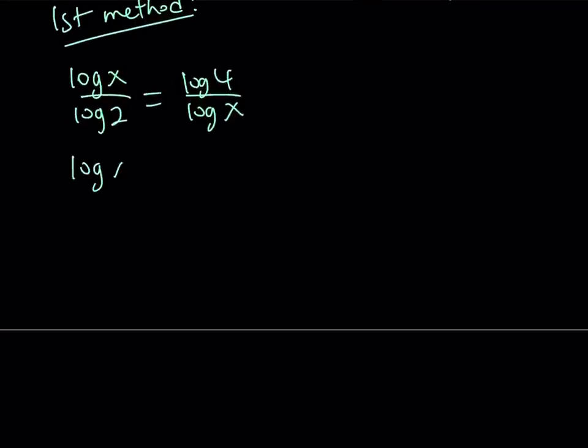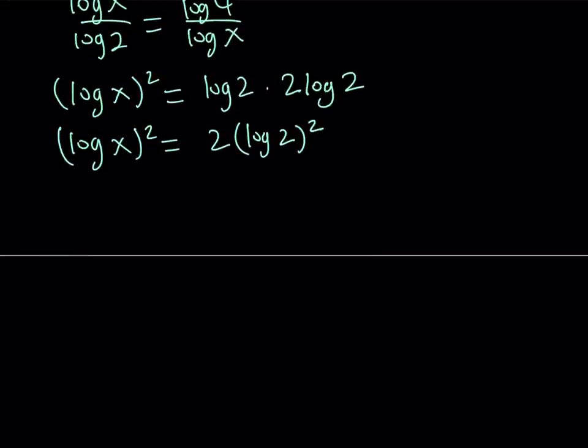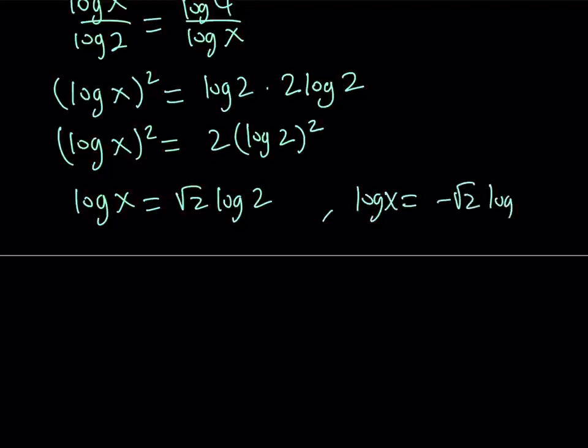We get log x quantity squared equals log 2 times log 4, which I can write as 2 times log 2. From here, I get 2 times log 2 squared. Now, I want to be able to solve this equation by square rooting both sides. And if I do, I get two solutions. One of them is going to look like this. Log x is going to be square root of 2 times log 2. And the other solution is going to be log x equals negative root 2 times log 2.